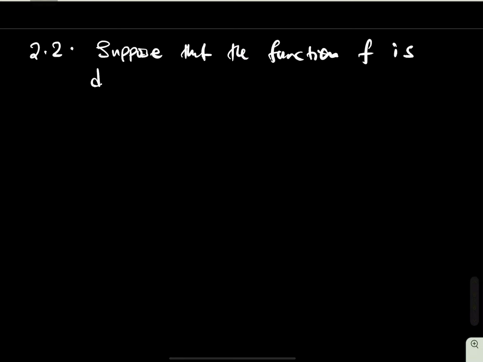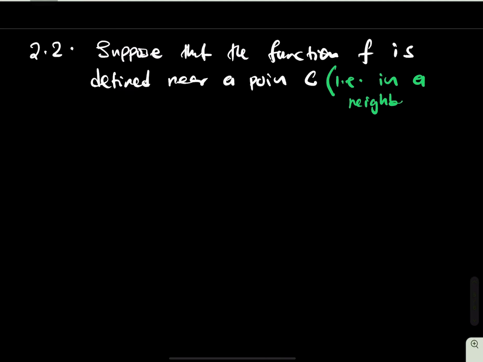It states that suppose that the function f is defined near a point, and that point, let's call it C. When we say a function is defined near a point, we are primarily saying that, let me just write e.g. in a neighborhood of a point C there.